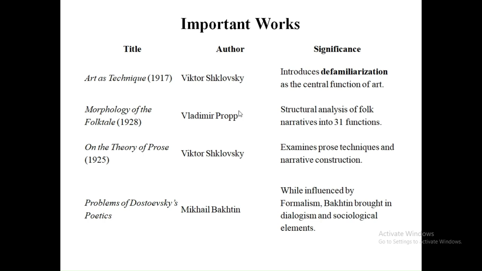And the important works of Russian formalism. The first work is Art as Technique, published in 1917, written by Victor Shklovsky, who introduced defamiliarization as a central function of art. The second work is Morphology of the Folktale, published in 1928, written by Vladimir Propp, who discussed the structural analysis of folk narratives into 31 functions.